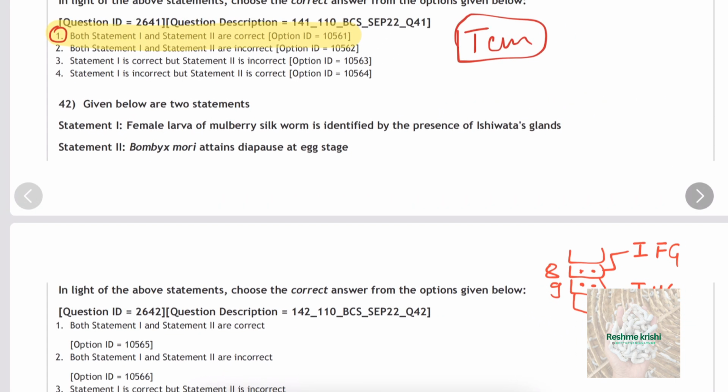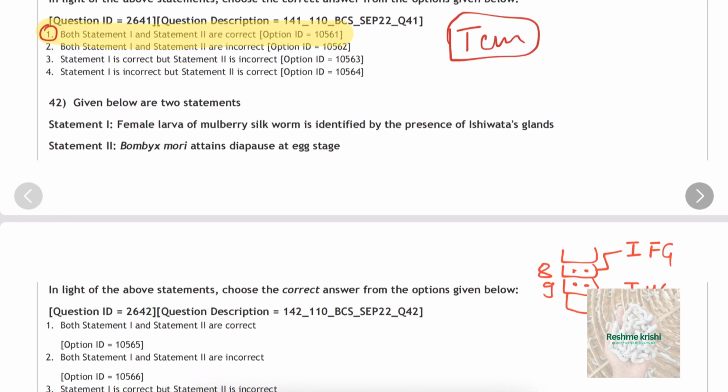Okay, we'll zoom out a little bit. Given below are two statements. A female larva of the mulberry silkworm is identified by the presence of the Ishiwata gland. Bombyx mori attains diapause at the egg stage. See, this is a simple question. Here, the statements are also simple. Bombyx mori attains diapause at the egg stage, which is true, we all know. The mulberry silkworm has the Ishiwata gland. Is it true? Yes, this statement is also true.